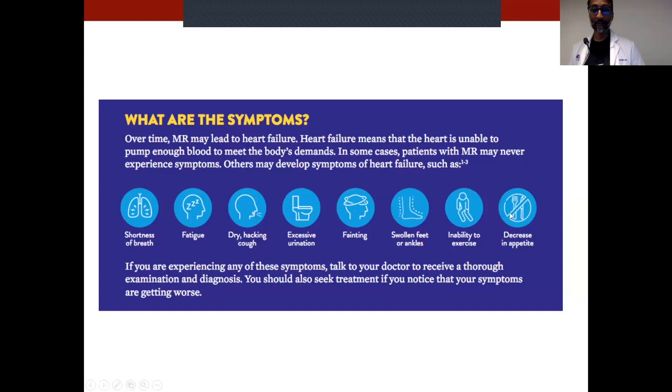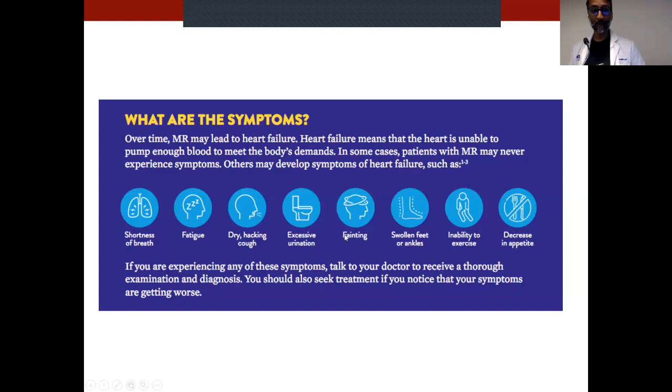Now, again, a lot of times people attribute this to just getting older or find excuses, but it can be a subtle sign that something is changing. Now, other symptoms, when it gets severe enough, you can get decrease in appetite, fainting, you can start developing a cough. Usually it's a dry cough, not usually productive, but you can develop a cough just from fluid building up within the lungs as well.